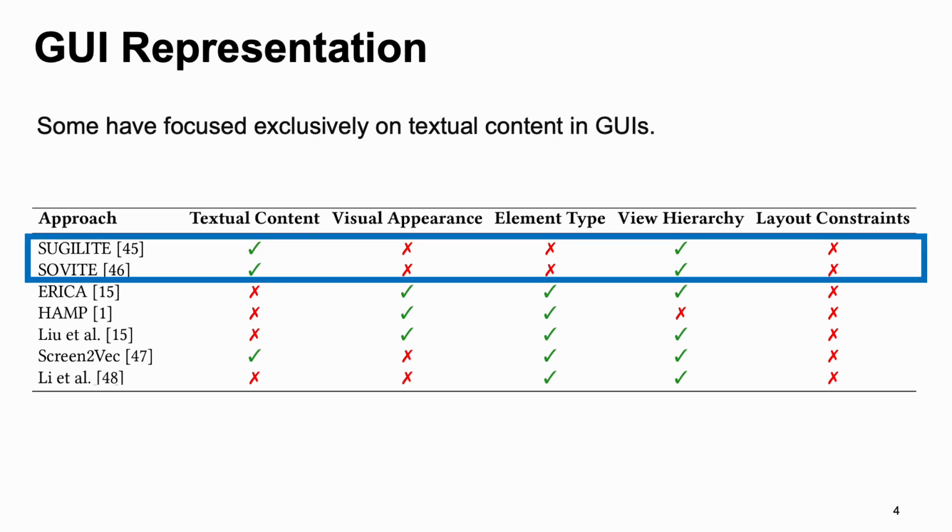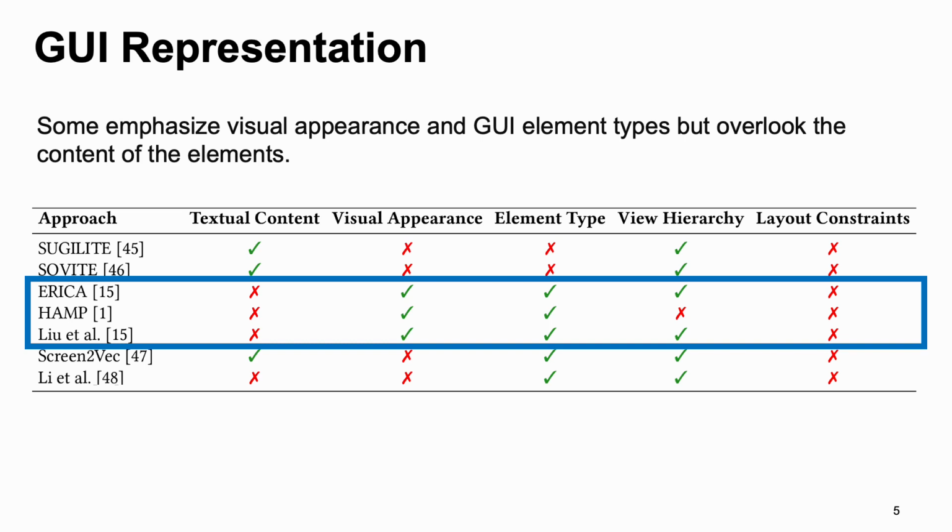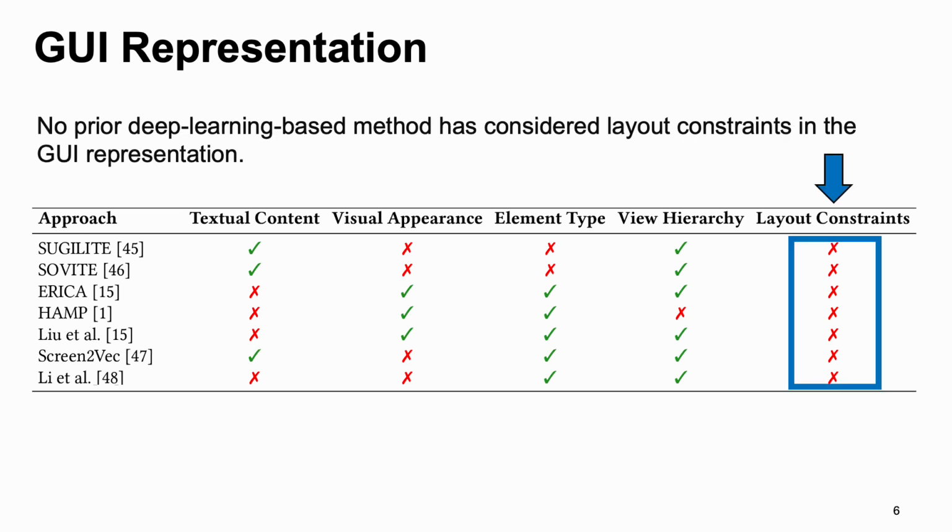Some work has focused exclusively on textual content in GUIs, but has neglected the visual aspects of design and the variety of GUI elements. In contrast, other approaches have emphasized visual appearance and GUI element types, but have overlooked the content of the elements. This results in similar treatment for GUIs that share structural and visual similarities, but differ in content. To our knowledge, no prior deep learning-based method has considered layout constraints in GUI representation.